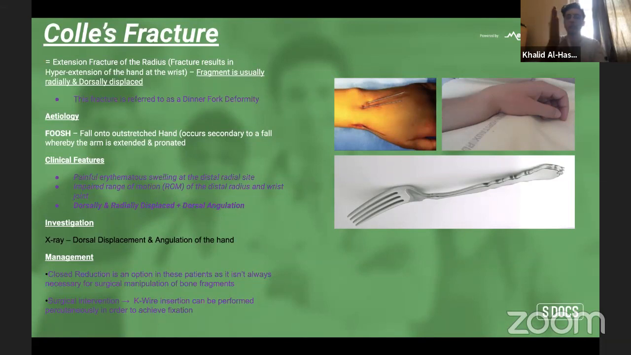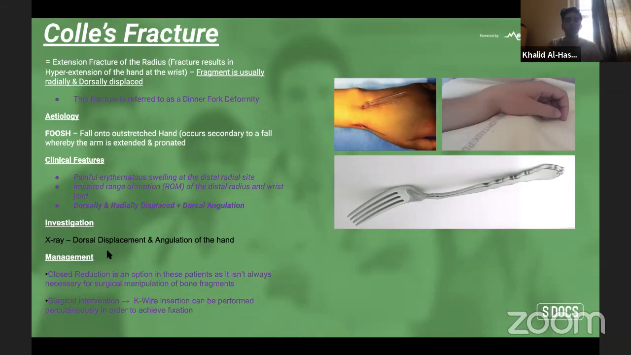If you take a look at the hand, this is the palmar aspect and this is the dorsal aspect. So there will be dorsal displacement of the bone, and it would usually be radially displaced, closer towards the radial bone itself. The clinical features: there would be painful erythema, as with all fractures, and impaired range of motion at the wrist. This is to be expected, especially because there is injury close to the distal radius, near the radiocarpal joint. You will see that the fragment is dorsally and radially displaced with some dorsal angulation too.